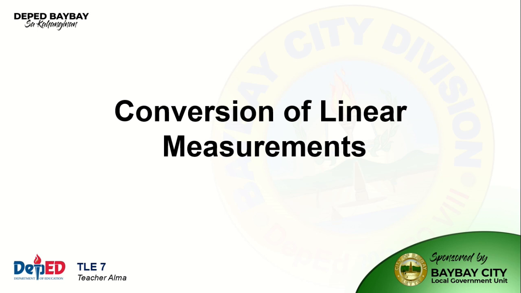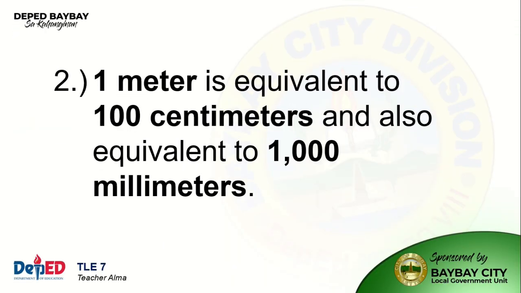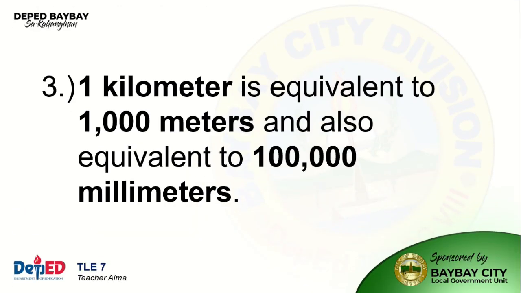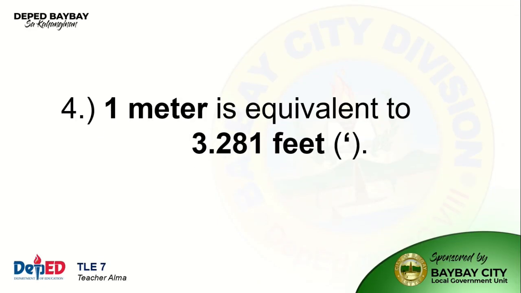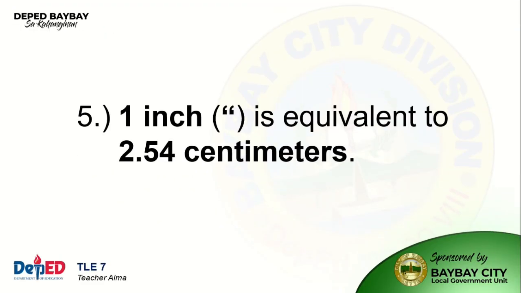Every carpenter should know how to convert from English system to metric system of measurement and vice versa. Number 1. 1 centimeter is equivalent to 10 millimeters. Number 2. 1 meter is equivalent to 100 centimeters and also equivalent to 1000 millimeters. Number 3. 1 kilometer is equivalent to 1000 meters and also equivalent to 1,000,000 millimeters. Number 4. 1 meter is equivalent to 3.281 feet. Number 5. 1 inch is equivalent to 2.54 centimeters.